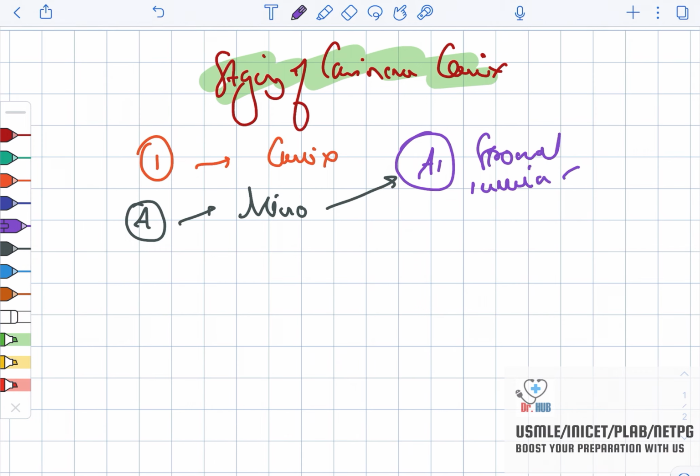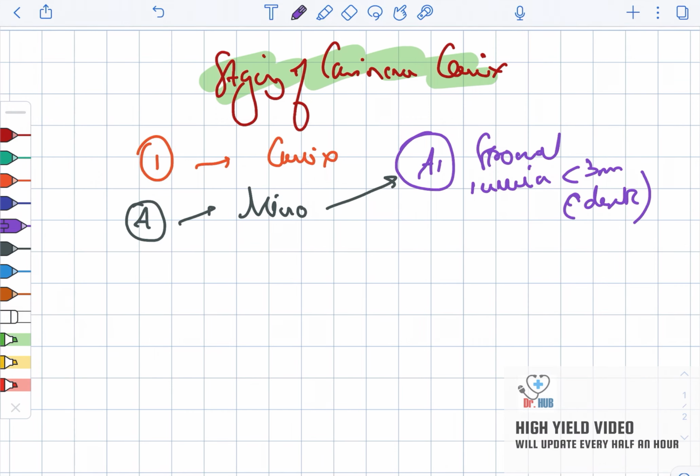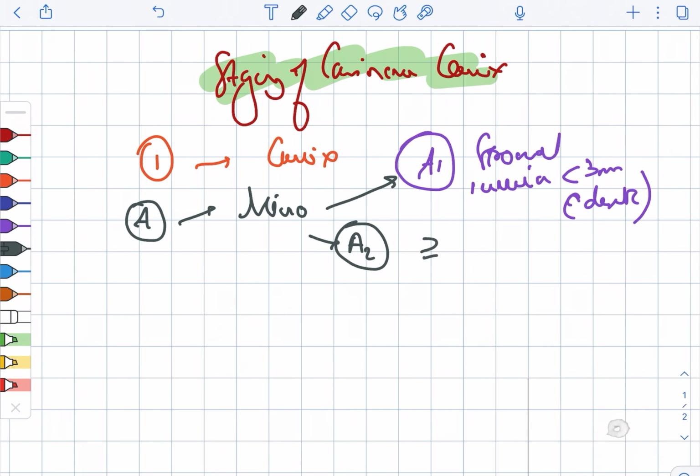Stromal invasion is less than 3 mm. This is the depth. Then looking at A2. A2 is nothing but a stromal invasion. It is greater than 3 mm and less than 5 mm. This is the depth. Next, looking at B.